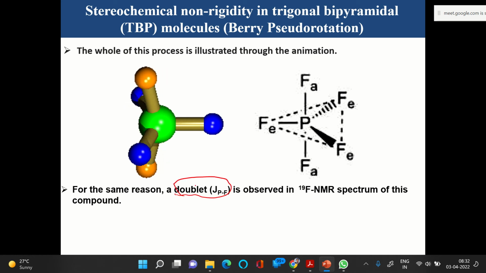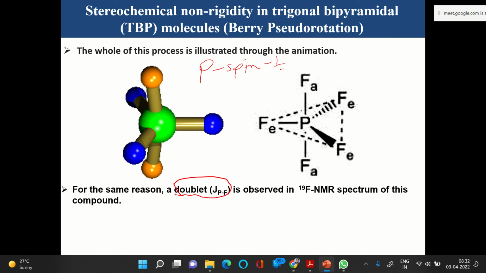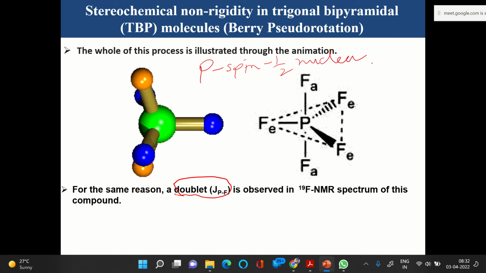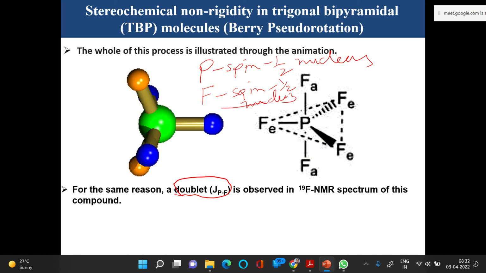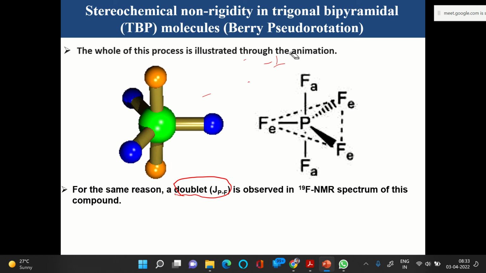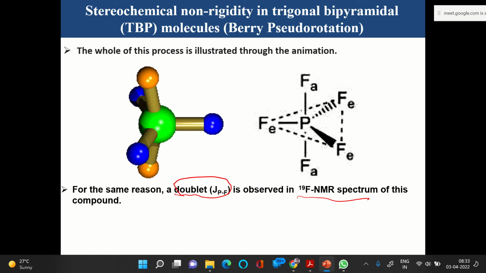Because P is also a spin half nucleus, F is also a spin half nucleus. So a set of equivalent fluorine nuclei are interacting with one phosphorus. Spin coupling with the one phosphorus will give you a doublet, right? So a 19F NMR spectrum will be a doublet.